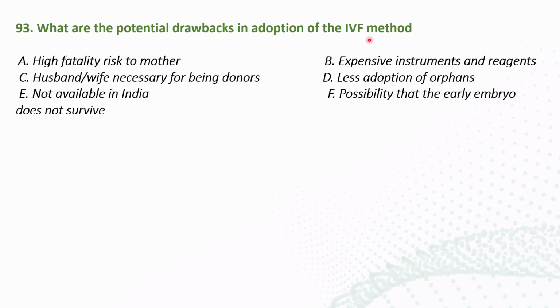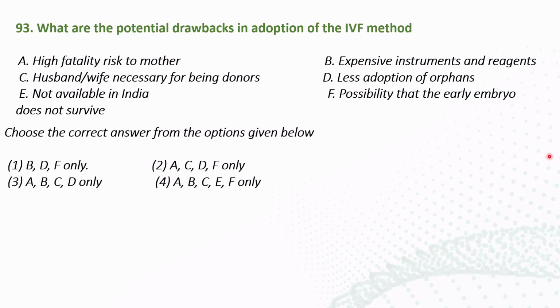We know that in vitro fertilization is a method involving the fertilization of the male and female gametes, like the ovum and the sperm, to form a zygote in the lab itself, so in vitro. So this is the process normally.